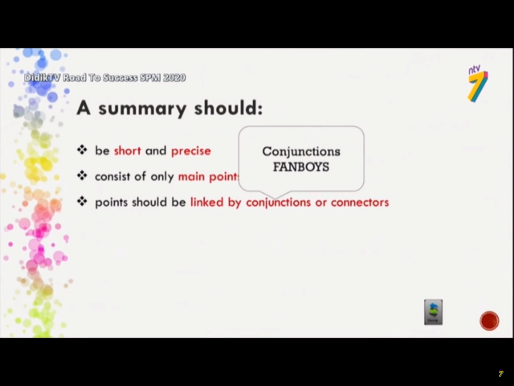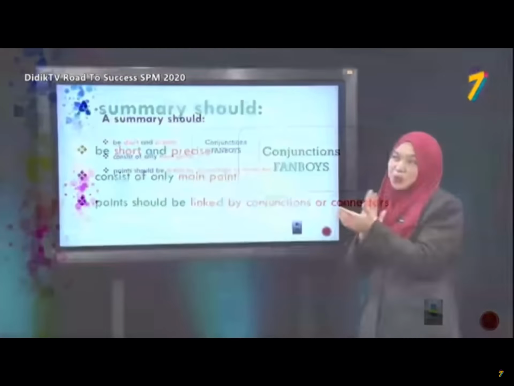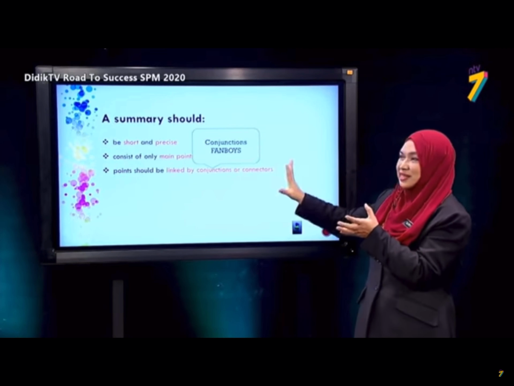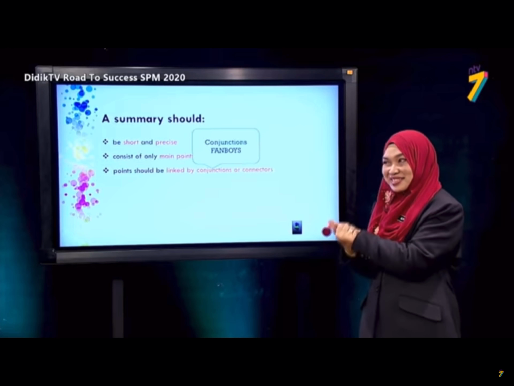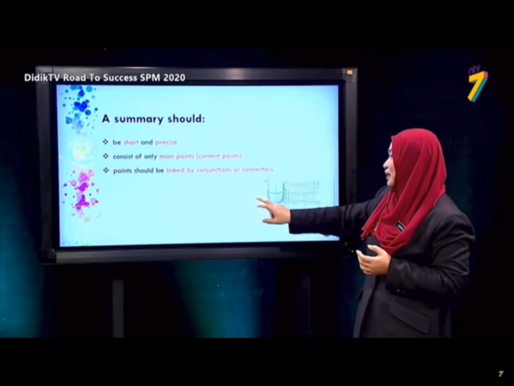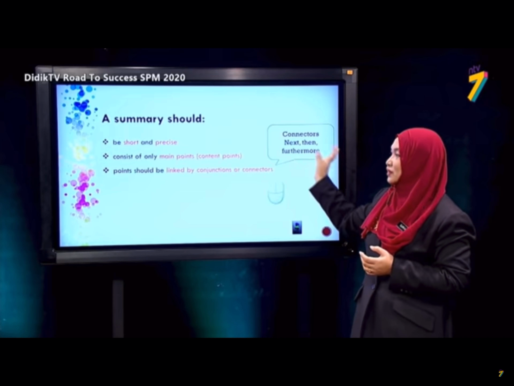F is for, A is and, N is nor, B is but, O is or, Y is yet, and S is so. If you use conjunctions in connecting your points, your language mark will go up. In summary, we also give marks for compound and complex sentences. The formula is very easy. To come up with a compound sentence, you use FANBOYS to combine point 1 and point 2, but the ideas must be related. Then we have connectors: next, then, furthermore. This is all for language marks.